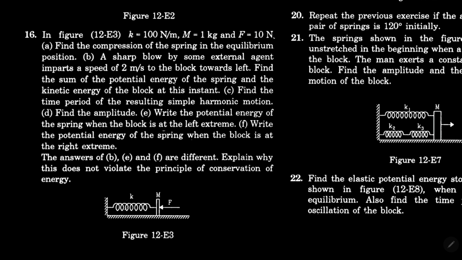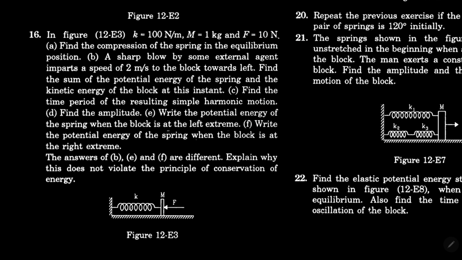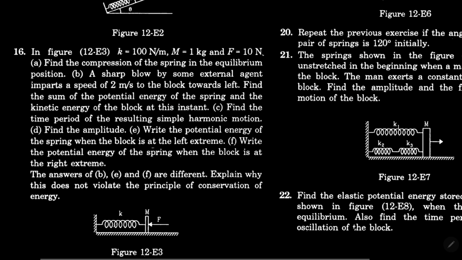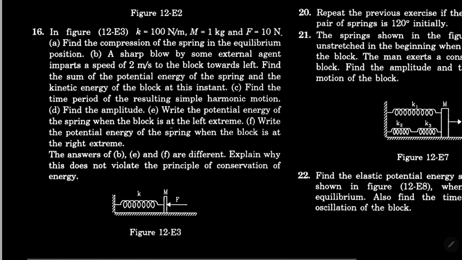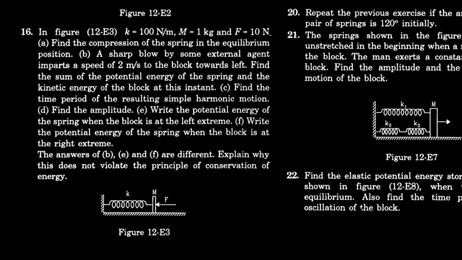In question 16, this figure is given. We need to find the compression of the spring in the equilibrium position. If a sharp blow by some external agent imparts a speed of 2 meters per second to the block towards the left, we need to find the sum of the potential energy of the spring and the kinetic energy of the block. We also need to find the time period of the resulting SHM and the amplitude, and write the potential energy of the spring when the block is at the left extreme position, and the potential energy of the spring when the block is at the right extreme.